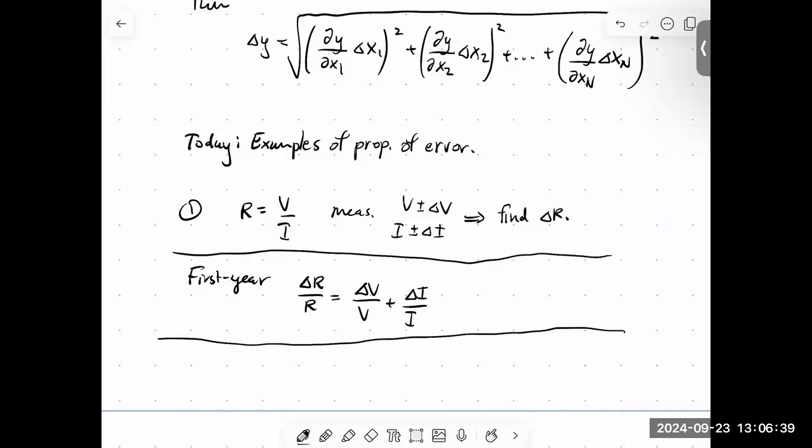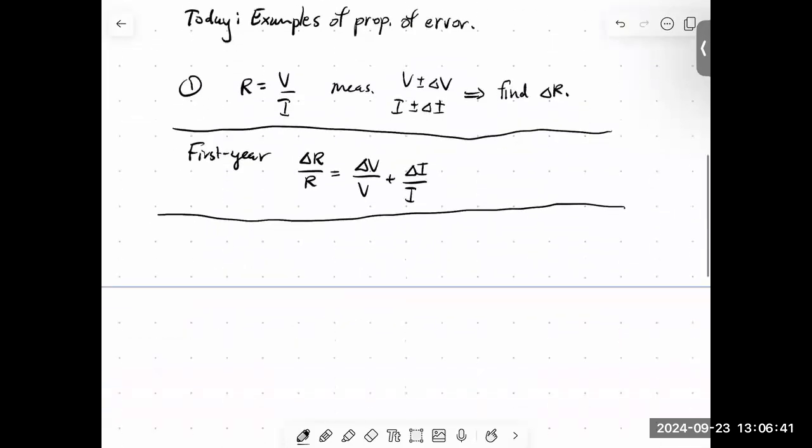Okay, so from propagation of errors, well, what do we have to do? We have to say the uncertainty in R is going to be the derivative of R with respect to voltage times the uncertainty in the voltage. So we'll have one contribution because of our uncertainty in the actual absolute value of the voltage.